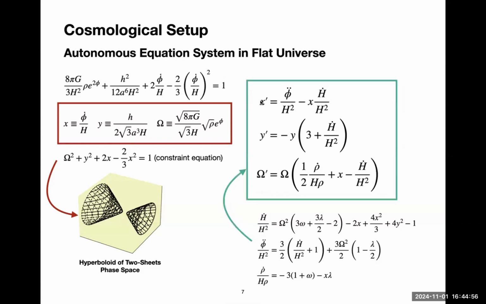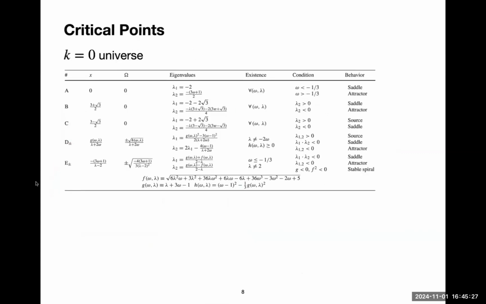By autonomous equations, you see that the evolution does not depend on the time parameter explicitly. Here you see the x double dot over H squared and H dot over H squared, but we also write those expressions in terms of the dynamical parameters. So this is the meaning of an autonomous equation. The evolution depends on the dynamical variables themselves, not the independent variable. So we solve this system to find the critical points.